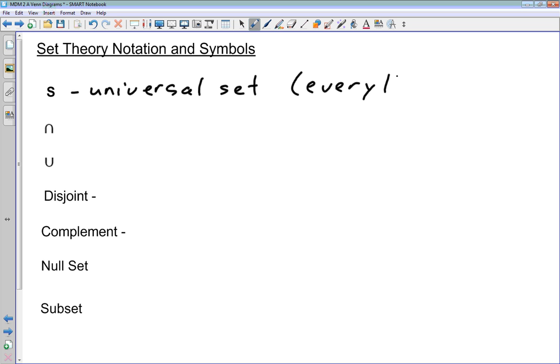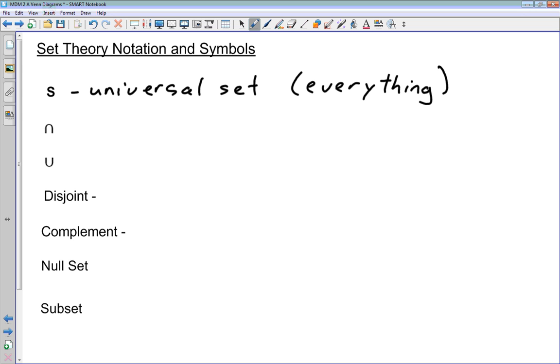Now, when we say everything, it doesn't mean everything in the entire universe. It means everything in the context of our question. So we could have a question about food. The universal set would contain all the different types of food, and then we might have fruit as a subset of food. The universal set, if we were talking about food, wouldn't contain bicycles or something like that. So it depends on the context of the question what is in that universal set.